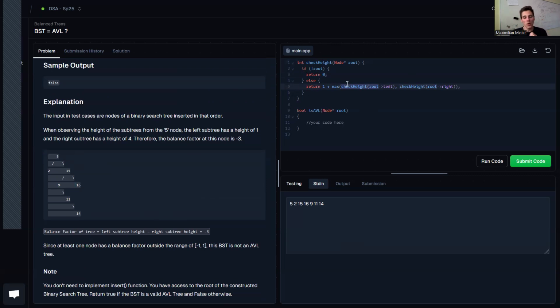So this is all we actually need to write the height function. But remember how I said this is already looking through all the nodes, because again, it's starting at the root. We can call it like so, check height.